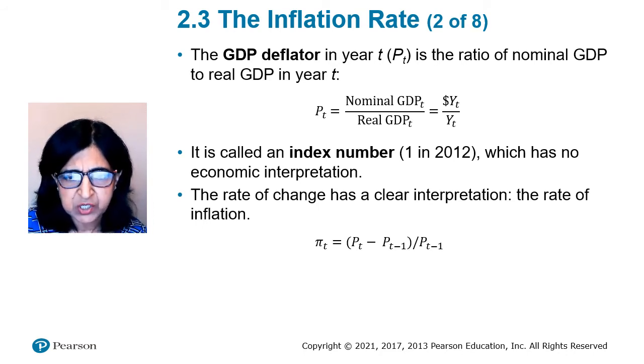The rate of change of the GDP deflator has a clear interpretation. The rate of inflation can be calculated as pi subscript T equals P subscript T minus P subscript T minus 1, the difference divided by P subscript T minus 1. In words, inflation rate equals GDP deflator in year T minus GDP deflator in year T minus 1, the difference divided by GDP deflator in year T minus 1.